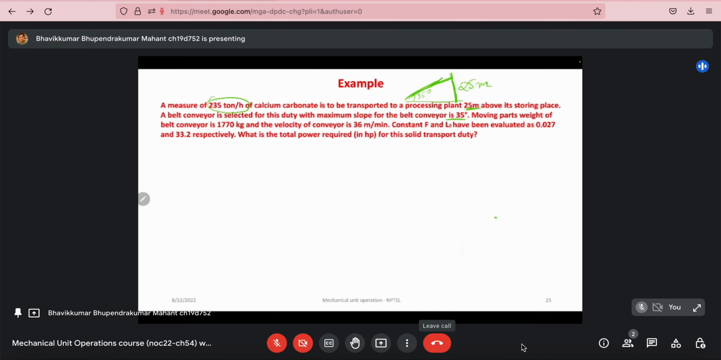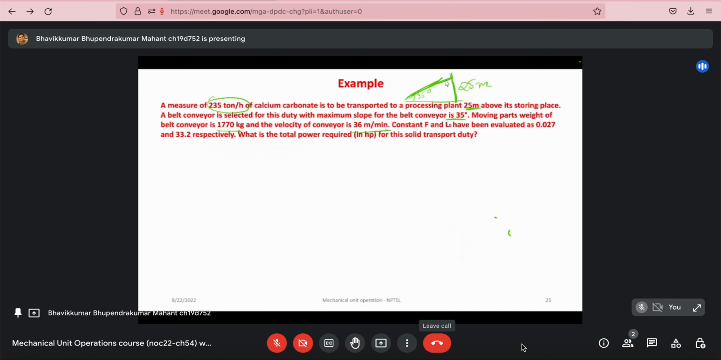The moving parts weight of the belt conveyor is 1770 kg and the velocity of the conveyor is 36 meters per minute. The constants F and L naught have been evaluated as 0.027 and 33.2 respectively. What is the total power required?